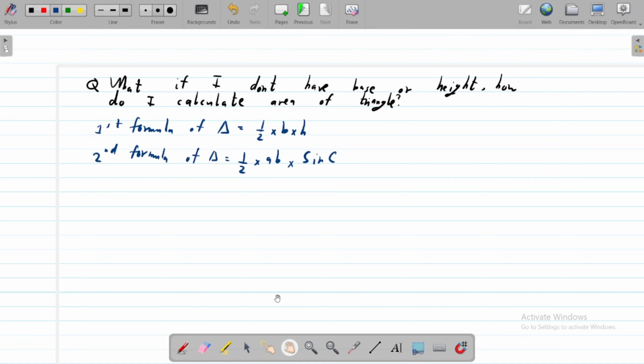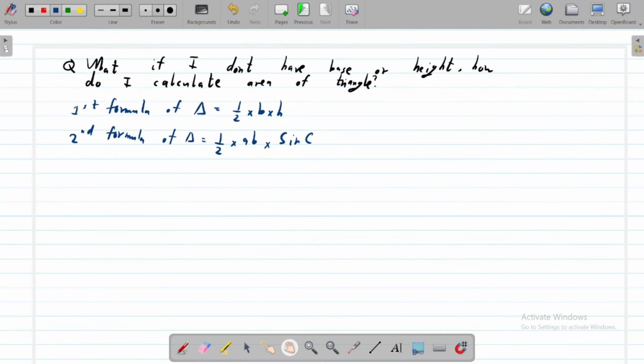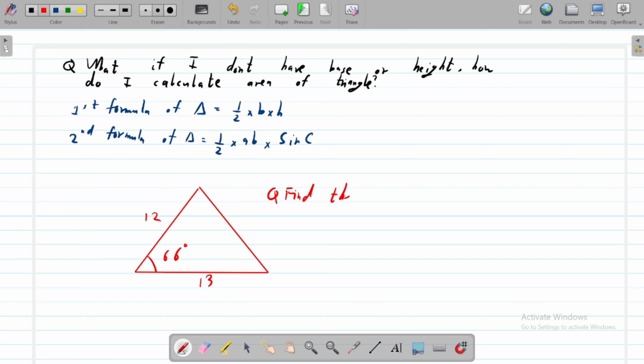What does that mean? Okay, let's go to the basics again. Let me first draw a triangle and see what we mean by this. Let's say I have a triangle like this. Now, I don't know the height. Let's say the questioner gave me this. They said that this angle is, let's say, 66 degrees, and this side is, let's say, 12, and this side is 13. And the questioner says, find the area.